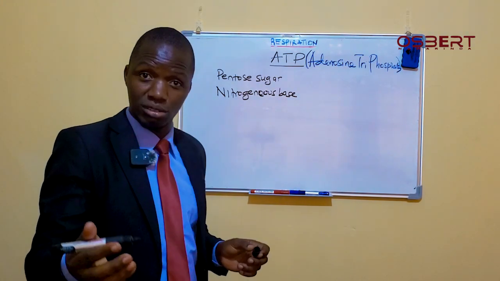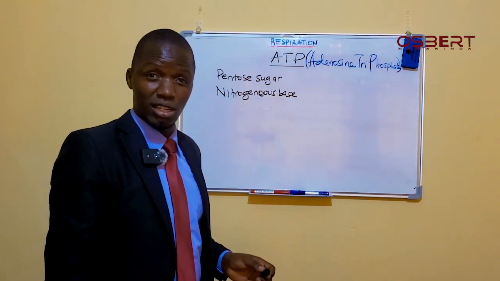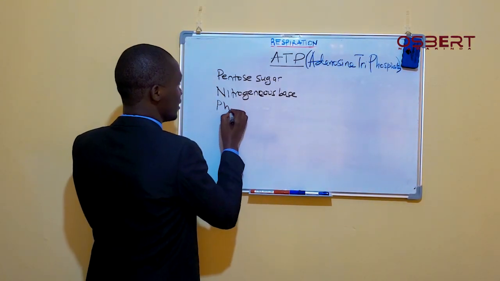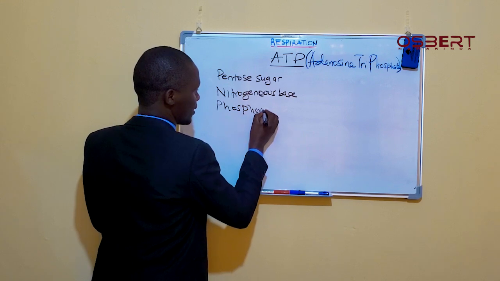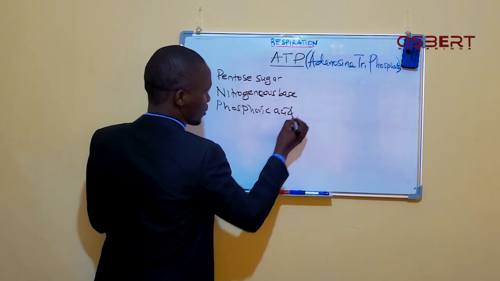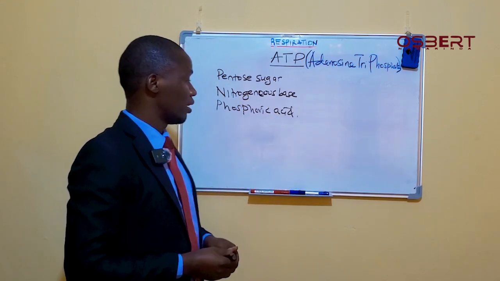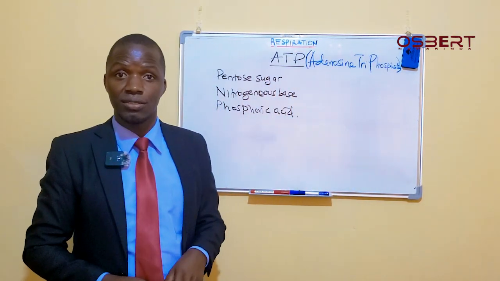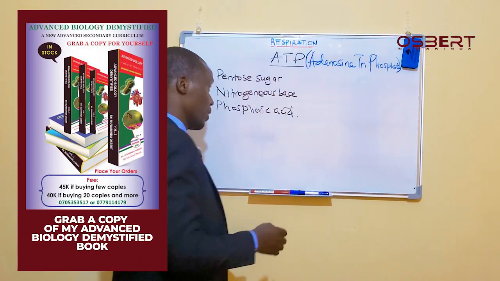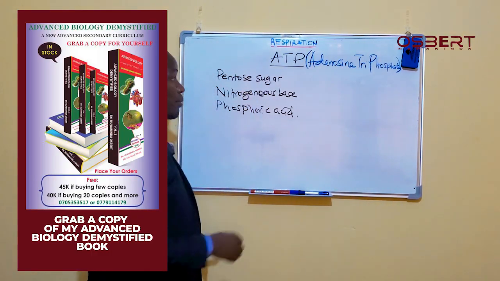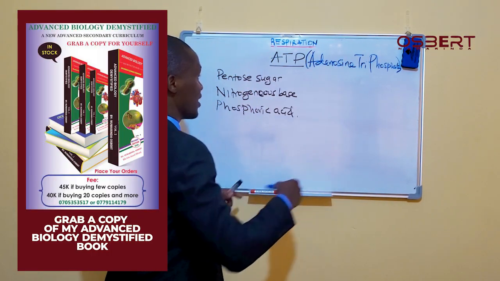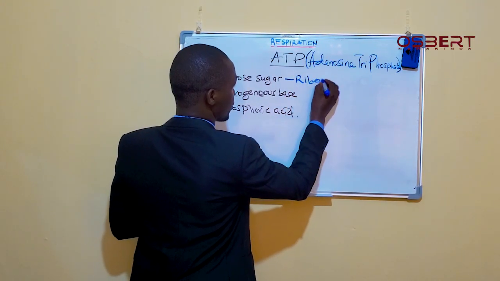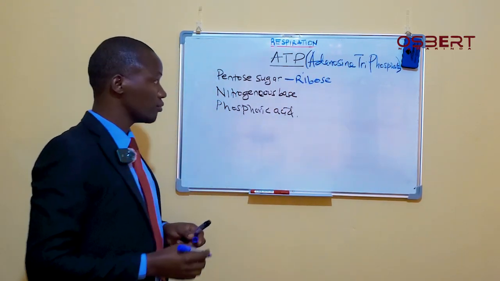And then what else? I want you to talk. Nitrogenous base and then phosphoric acid. Very good. Now, because ATP is also a nucleotide, it also has all these three things. It has a pentoid sugar, and this pentoid sugar is none other than ribose. So its pentoid sugar is ribose.